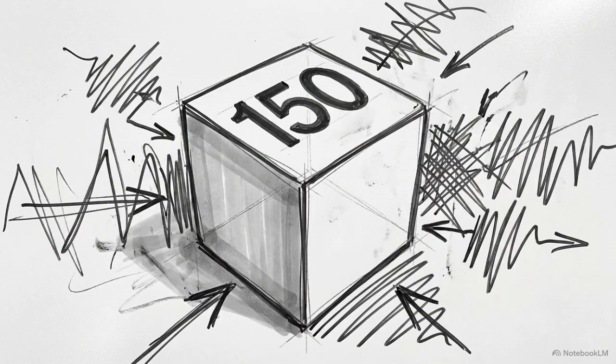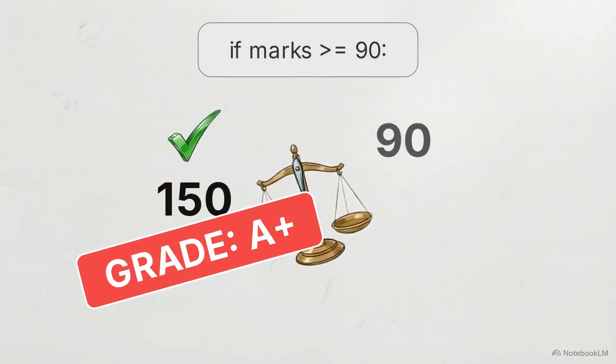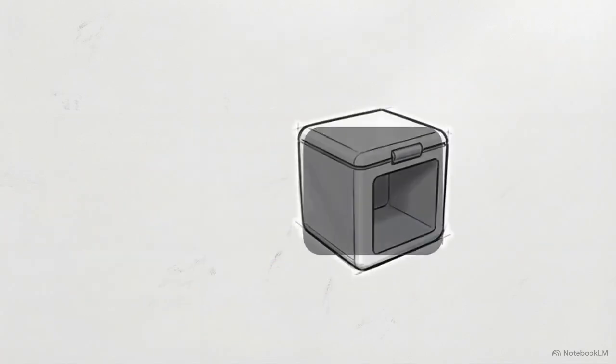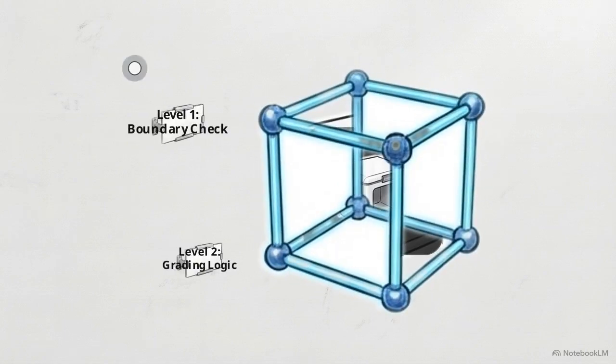However, there is a logical flaw. If a user makes a typo and enters a score of 150, our current script will still award them an A because 150 is greater than 90. To fix this, we use nesting. This is the practice of placing one if statement inside another to create more complex, layered rules.